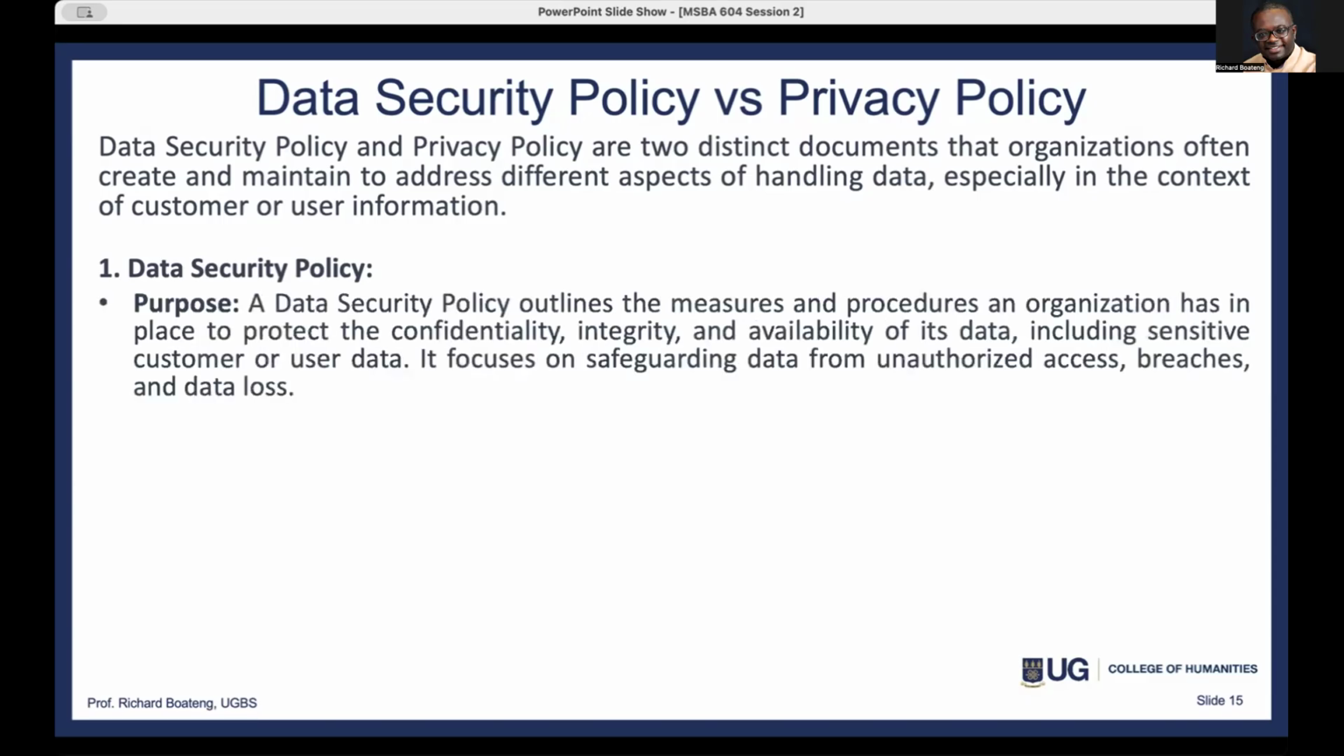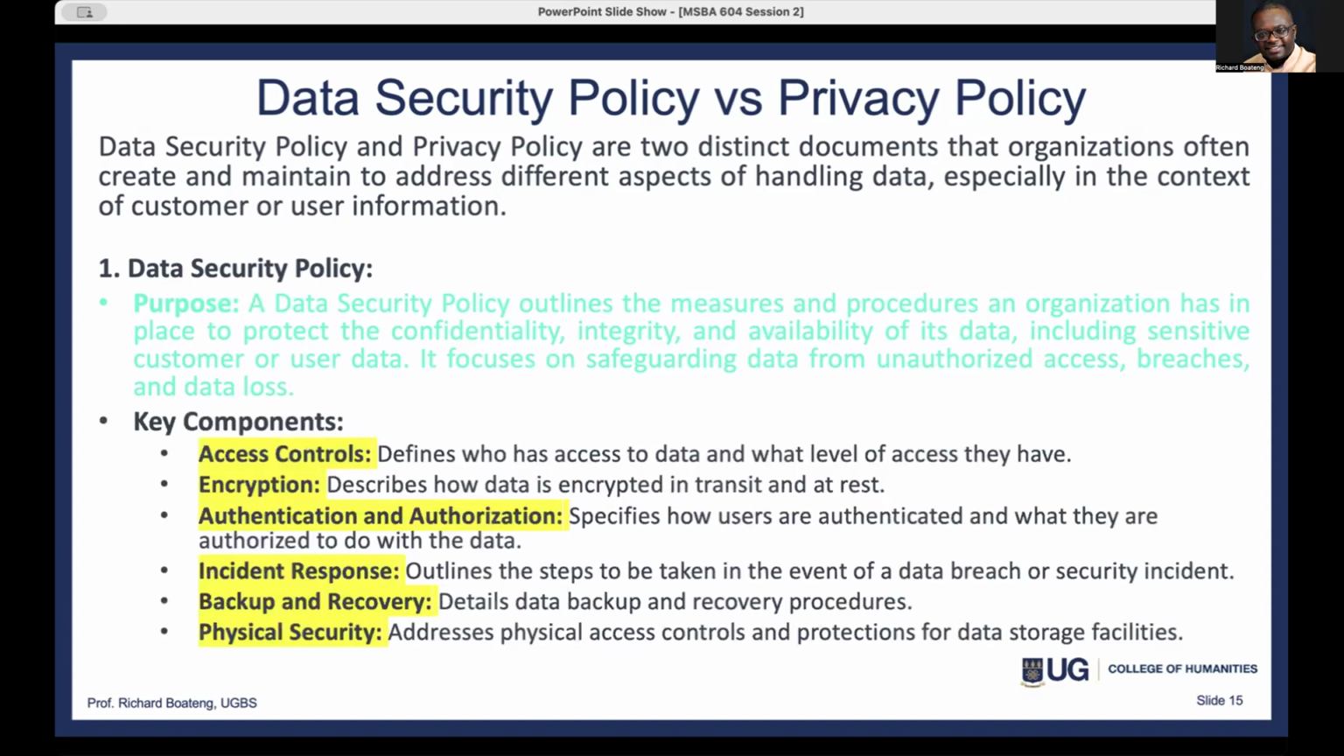So a data security policy does the same thing. It outlines the measures and procedures an organization has to protect the confidentiality, integrity and availability of data, that's the CIA, including sensitive customer information, and also safeguarding that data from unauthorized access, alterations, breaches and data loss.